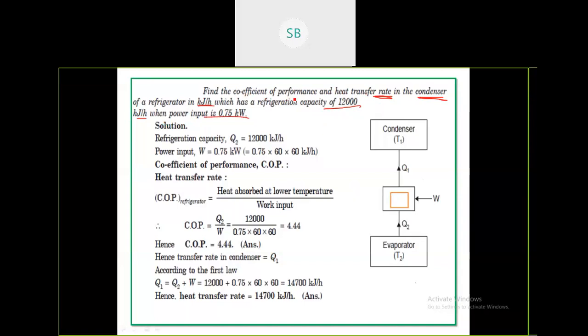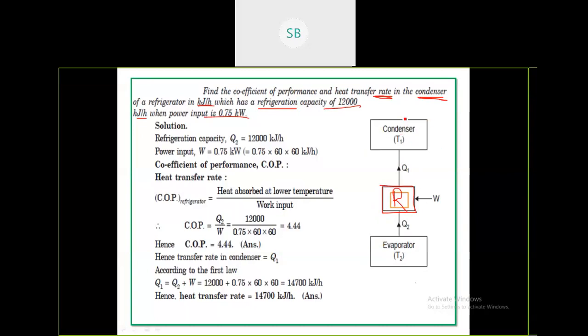We have to find out the COP of a refrigerator, refrigeration. So first of all, draw this diagram of the refrigerator. What does a refrigerator do? It takes heat from the low-temperature reservoir and gives heat to the high-temperature reservoir.